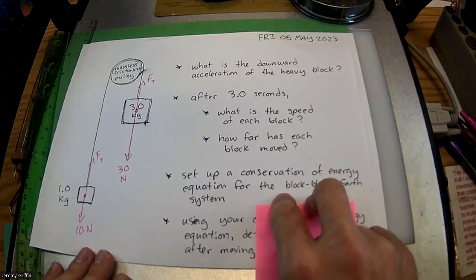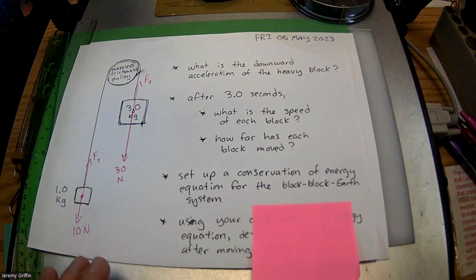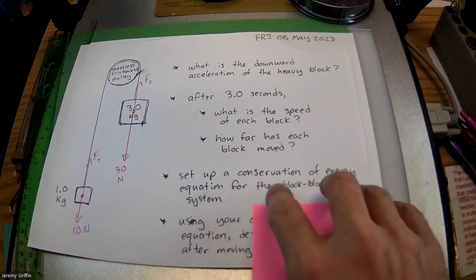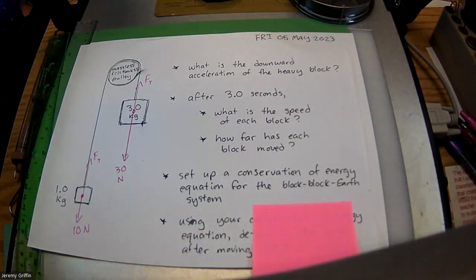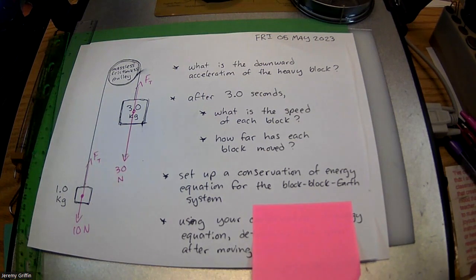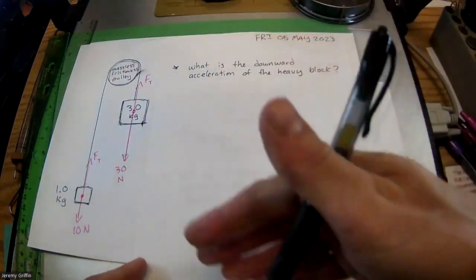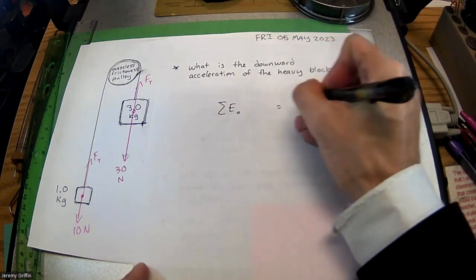Now let's switch gears. Let's switch frameworks to Unit 4, conservation of energy. Everybody write down in your notes: what is the conservation of energy equation for the two blocks and the Earth, the block-Earth system? I'll give you a little head start. All right, I'm going to start writing the solution. Again, I want you to stay a couple steps ahead of me. Sum of energy initial equals sum of energy final.